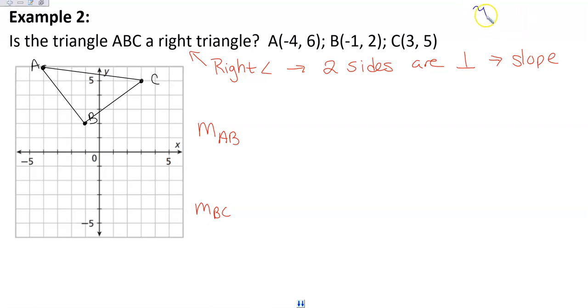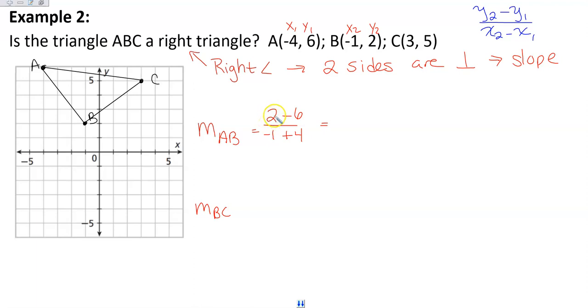So remember, our slope is y's first, so it's y2 minus y1 over x2 minus x1. So if we start with AB, I'm just going to call this x1, y1, x2, y2. And again, guys, it doesn't matter which is 1 or 2, as long as you are consistent. So we'll do it in this order. We'll start with y2, which is 2, minus y1, which is 6, over x2, which is -1, minus x1, which is a -4. So subtracting a negative means we're adding.